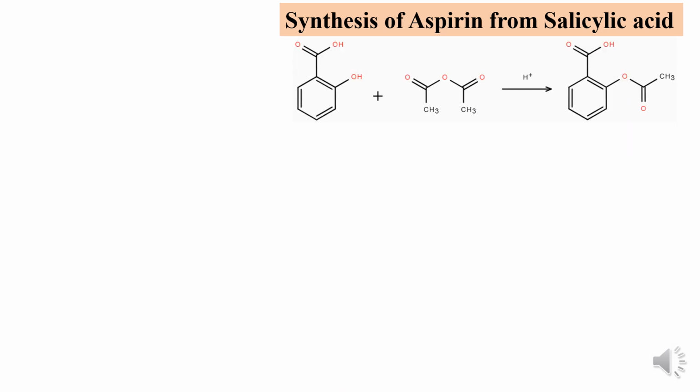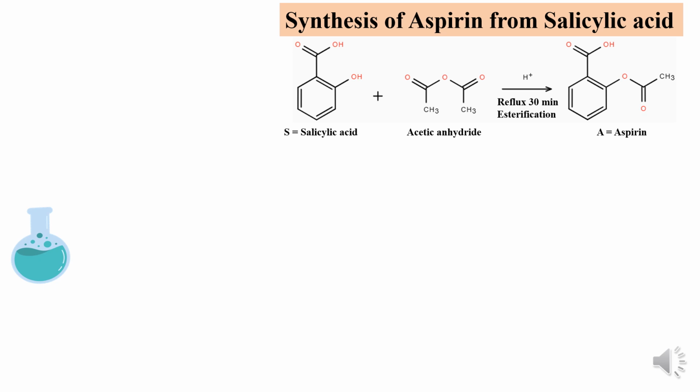Aspirin is synthesized from salicylic acid by an esterification reaction. When you treat salicylic acid with acetic anhydride and catalytic amounts of concentrated sulfuric acid and reflux the reaction mixture for a period of 30 minutes, the ortho-hydroxy group of salicylic acid undergoes esterification, resulting in the formation of the desired product, that is aspirin.